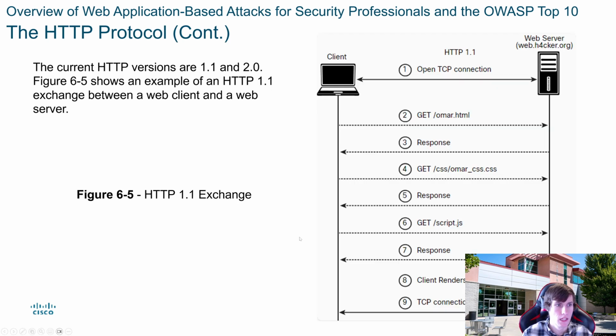Right. So moving forward, the current versions are 1.1 and 2.0, and then this example of a 1.1 exchange. So we open our connection. So here's our handshake. We're getting this page, right? Here's our directory we want. It gives it back, and then we're going to get the cascading style. So this is going to make the page look pretty much. Then a response here, and then we're going to get a script response here, whatever we accessed on the website. And then after it's rendered, because we have the script running, the CSS running, and the actual page, we close the connection.